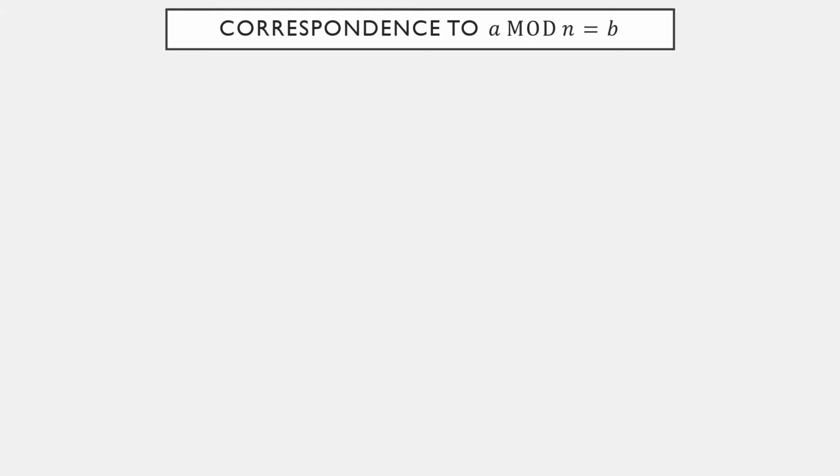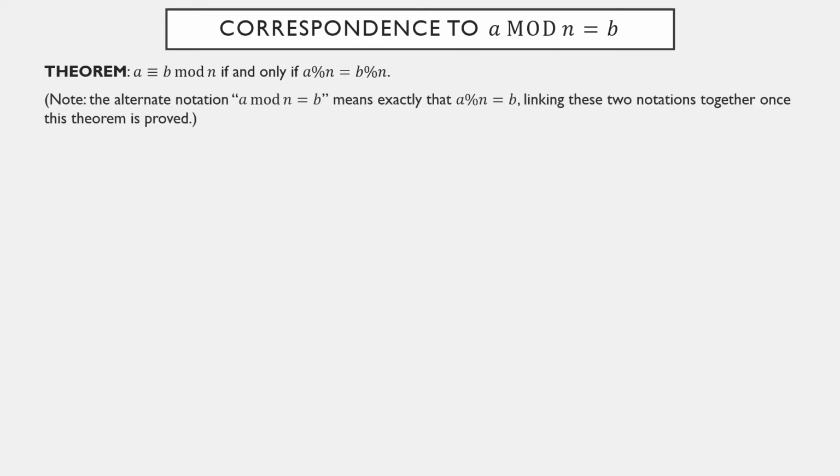So what is the relationship between our notation and what you may have seen somewhere else, a mod n equals b? So here is how the two notations are related. Here is our notation, a is equivalent to b modulo n, if and only if the remainder when a is divided by n is the same number, notice this is now an equal sign, as the remainder when b is divided by n.